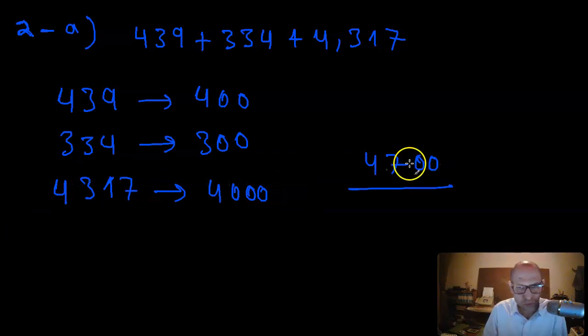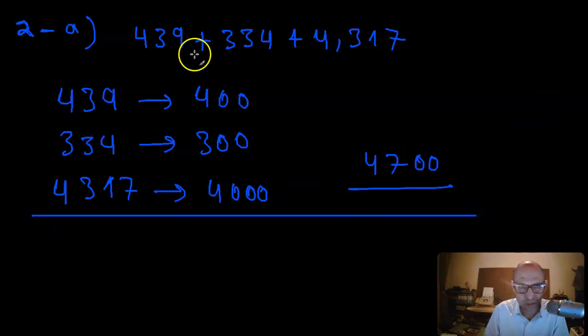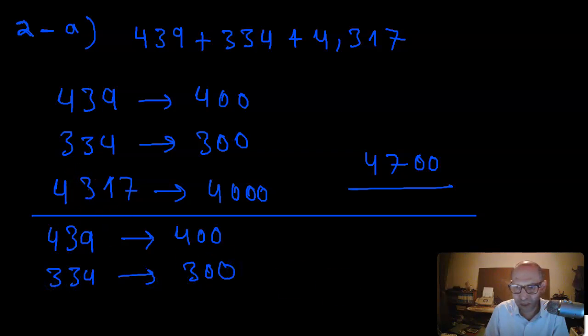But then I could do it in a different way. For example, 439, I'm going to keep it as 400. 334, I'm going to keep it as 300. But 4,317, I'm going to round to the hundreds place value, not to the thousands place value, which gives me essentially 4,300. Still, the calculation is not hard because you have 400 plus 300 plus 300, that's 600, plus 400 that's 1,000, plus 4,000, that gives me essentially 5,000.